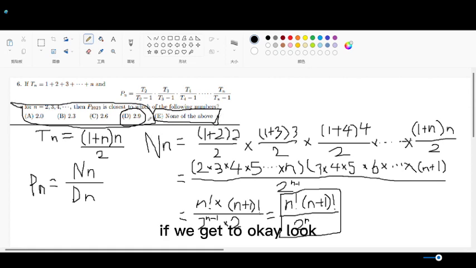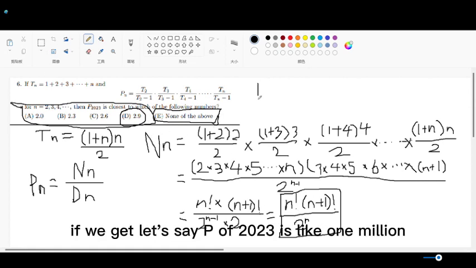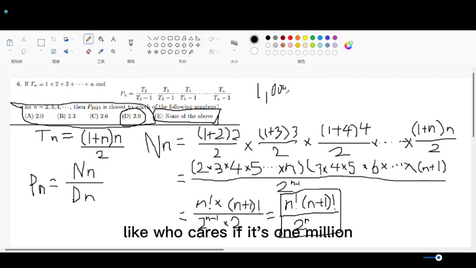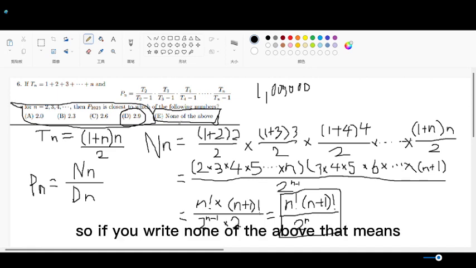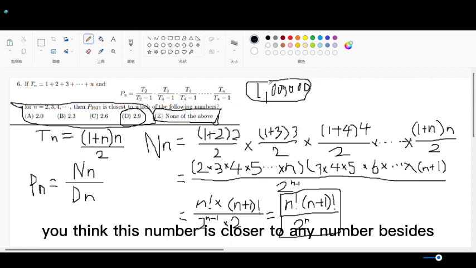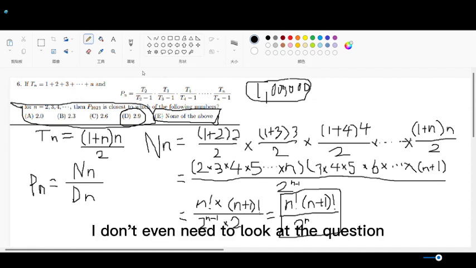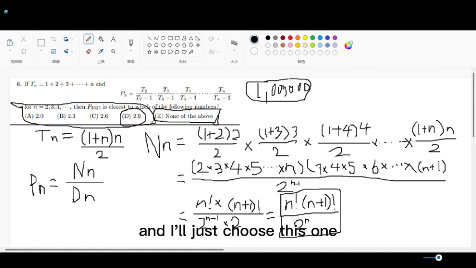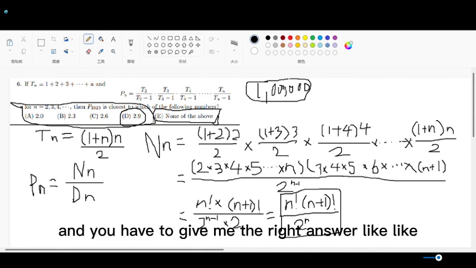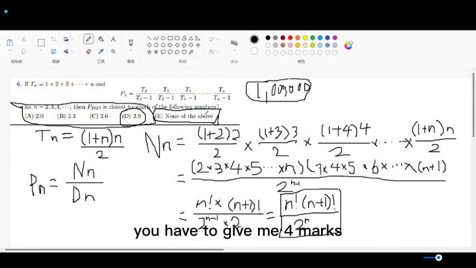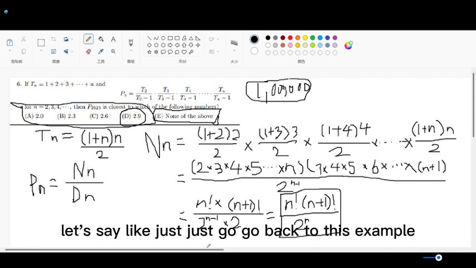Okay, look, let's say P of 2023 is like 1 million. Who cares? If it's 1 million, would you write none of the above? If you write none of the above, that means you think this number is closer to any number besides these. So technically, I don't even need to look at the question. I'll just choose this one, and you have to give me the right answer. You have to give me full marks.